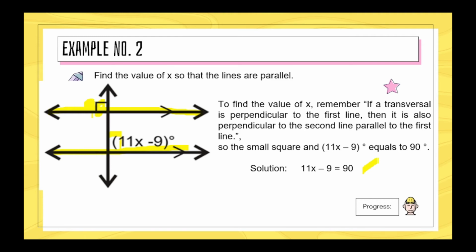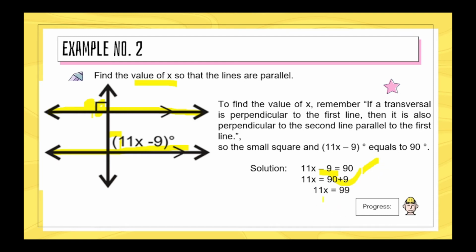Bakit? Kasi pag may equation na, pwede na tayong maghanap ng value ni x. So, let us solve. Pagsamahin lahat ng x, pagsamahin lahat ng constant. So, in this case, dahil wala namang kasama si 11x, wala nang ibang variable x. So, ang kailangan na lang natin is i-transpose ang negative 9 papunta kay 90. So, magiging siyang 11x is equal to 90 plus 9. Then, 11x is equal to 99.